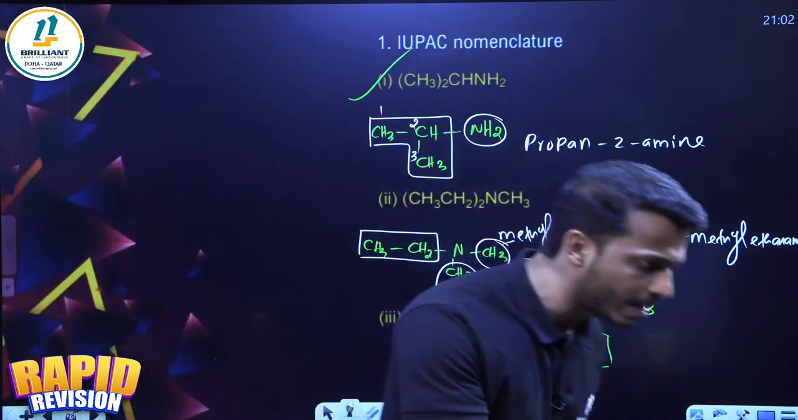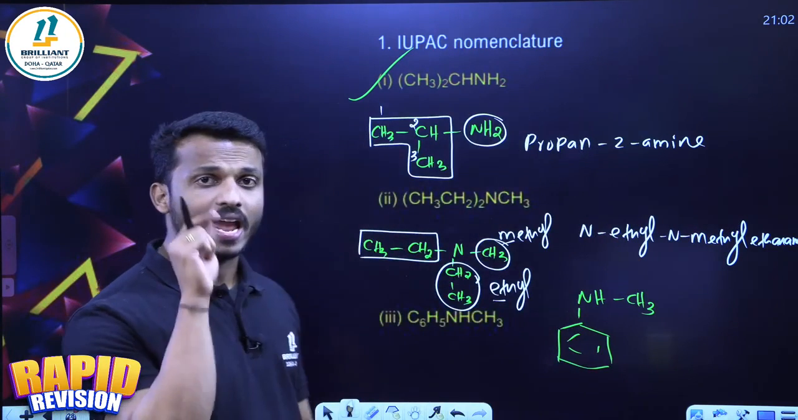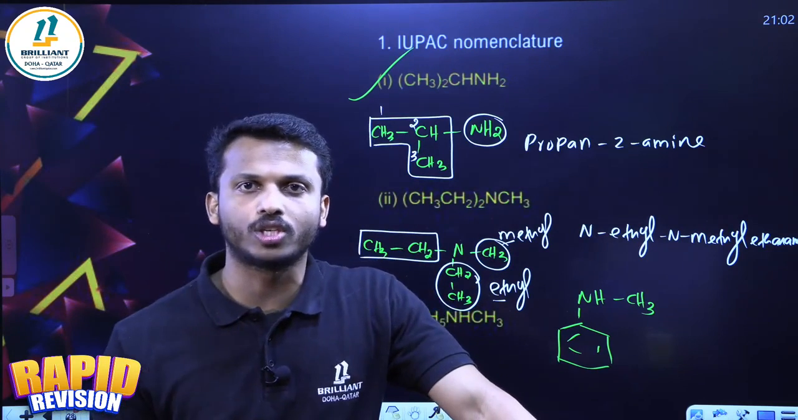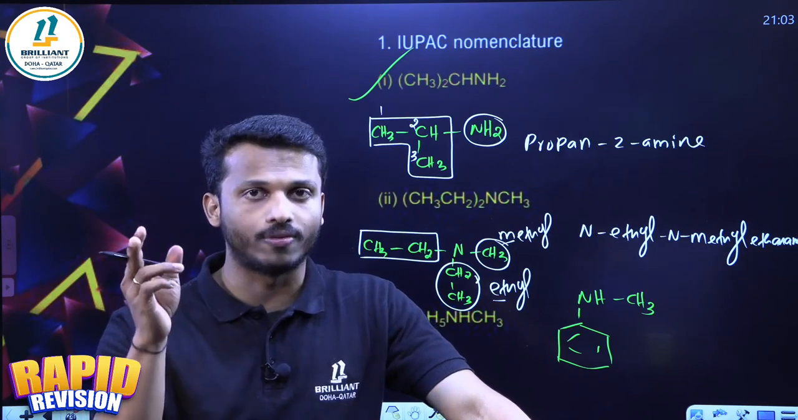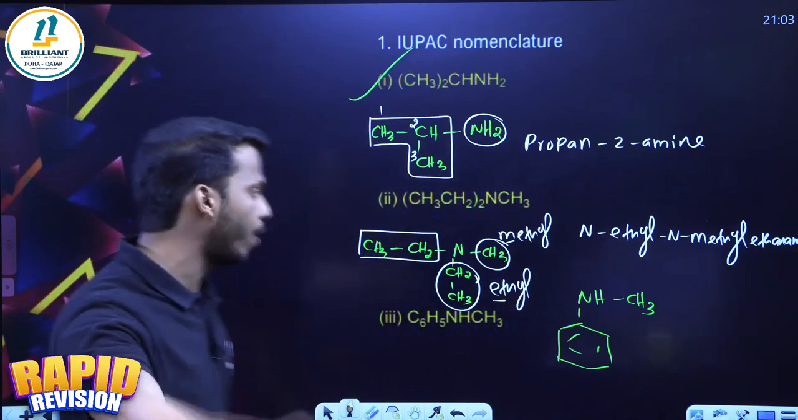How many of you have given the correct answer? N-ethyl, we should write separately; that N term should be there. See, if the ethyl group is on the second position, you will write 2-ethyl, right? Same way, there is N-ethyl hyphen N-methyl, then ethanamine. Proper name, okay, proper name.